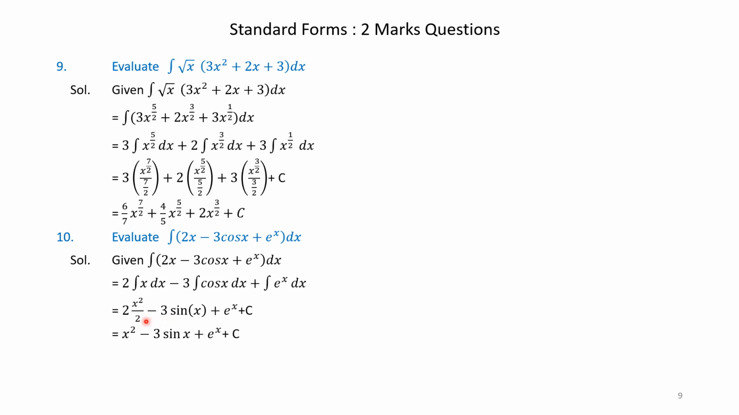So it is written as it is. After simplifying, these 2 and these 2 get cancelled and we get x squared minus 3 sin x plus e to the power of x plus c.